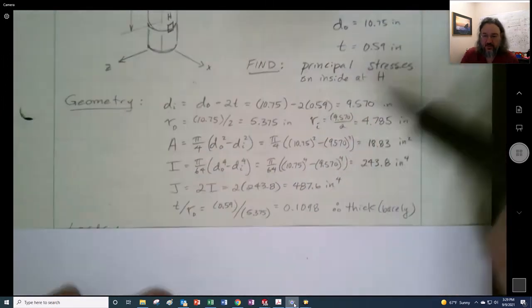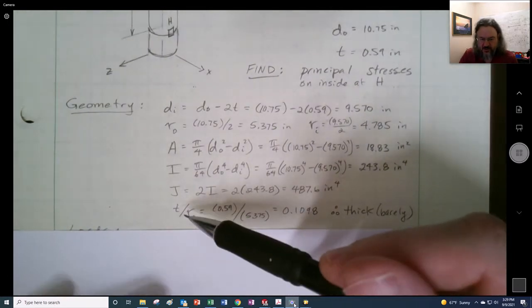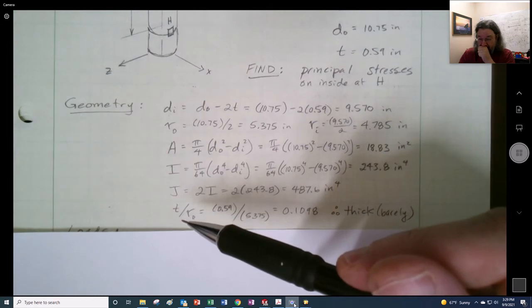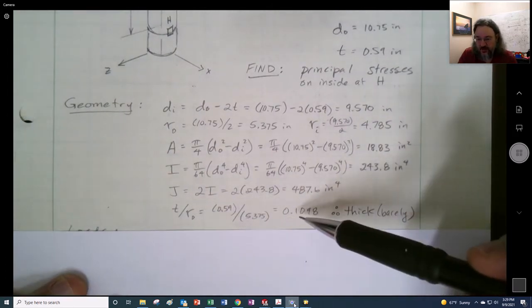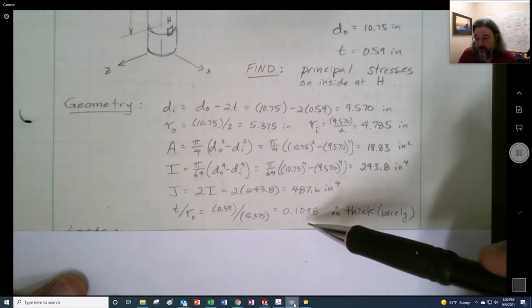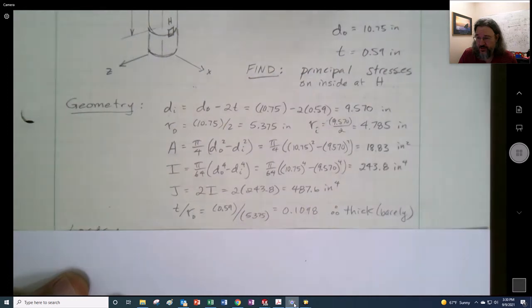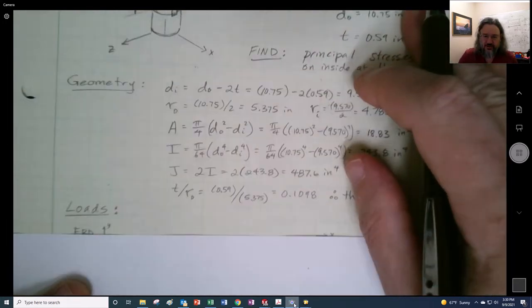It wouldn't be a bad idea up here in the geometry part to take the thickness and divide it by one of the radii. It doesn't really matter which one, just to double check. And look at that, it's pretty close to that thin-walled transition of 0.1. The suggestion is that a thickness of 1/10 of the radius is when you decide whether it's thin-walled or thick-walled. It's larger than 0.1, and I already told you to use the thick-walled anyway.